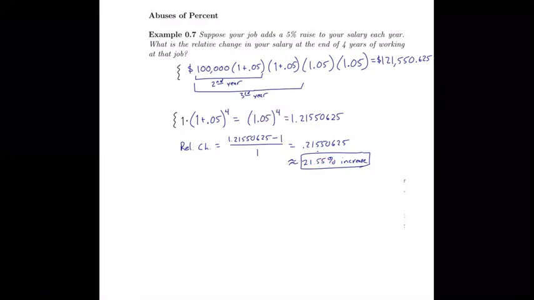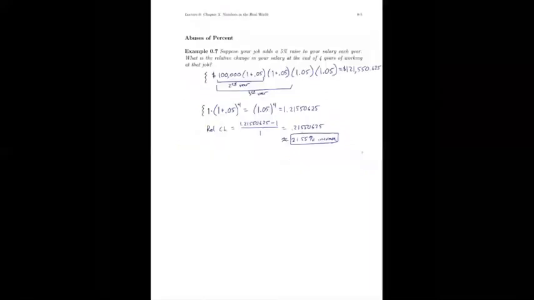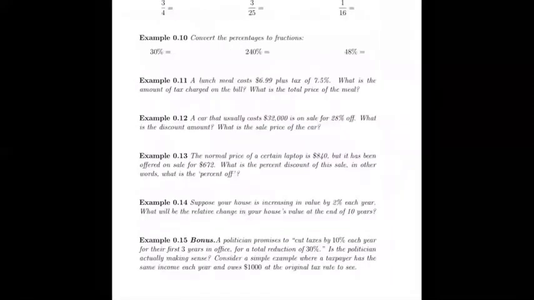And what I'll do is leave the reader with this exercise here. Do example 0.14. We see in this case, we have a house. The value of it is increasing by 2% each year. What is the relative change in your house's value at the end of 10 years? Note that the rate is 2%, and the number of times that's going to happen is 10. So model this problem after the one that we just looked at, the salary or raise problem, without doing the long way, or you can do the long way as well just to check. Okay, so that's it for section 3.A.